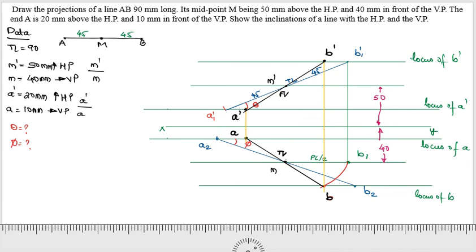Similarly, for point A dash and A, from the XY axis you have to give 20 millimeter. This vertical distance is 20 millimeter, and here it is 10 millimeter. That also you have to mention in the diagram. This is regarding the dimensions. You measure the angle theta, you measure the angle phi, and note down the angles. So these are the answers. Okay, thank you.